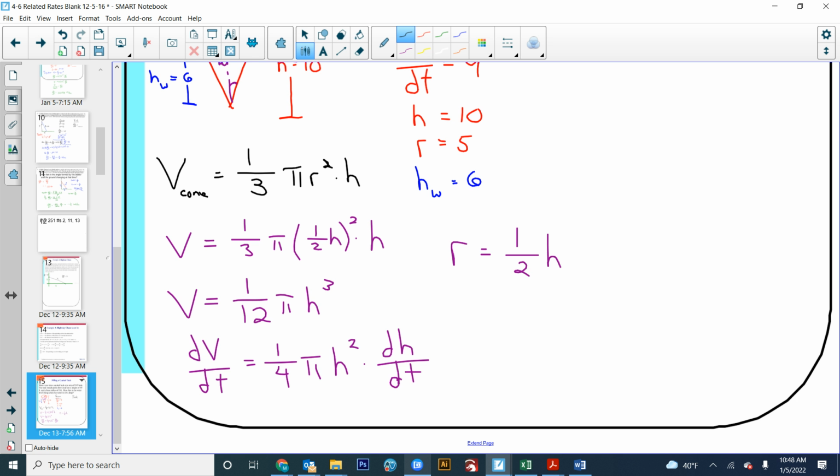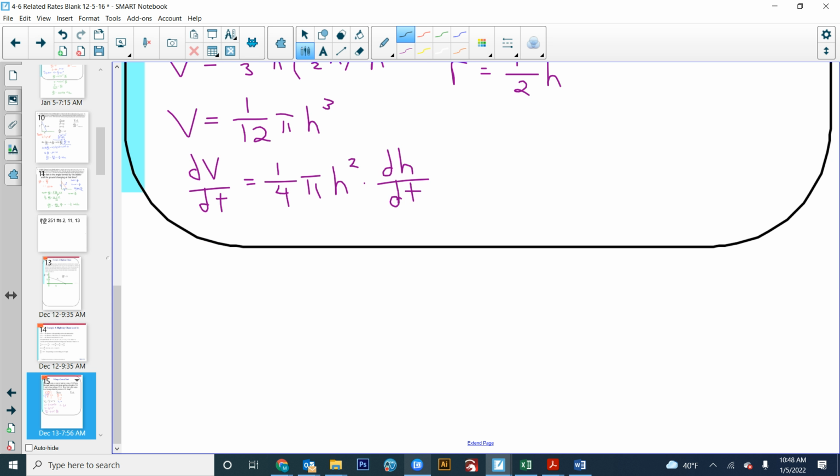Let's fill in what we know. Let's solve for what we don't. What was dV/dt in the problem? 9. Careful, what's h? 6, right? It's the height of the water, not the height of the tank. All right, we have 36 over 4, which is 9. We have 9 pi. So we're going to divide by 9 pi, and we get 1 over pi.